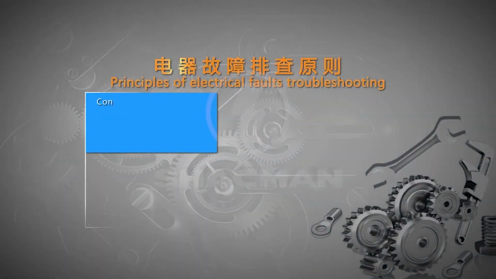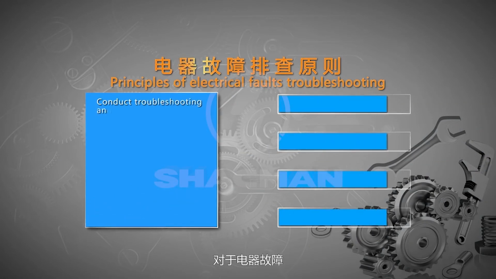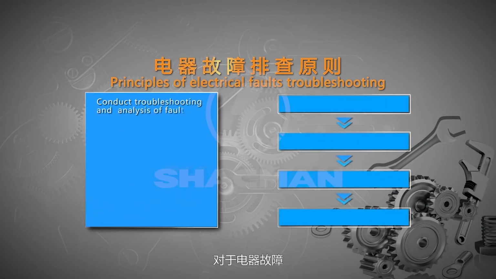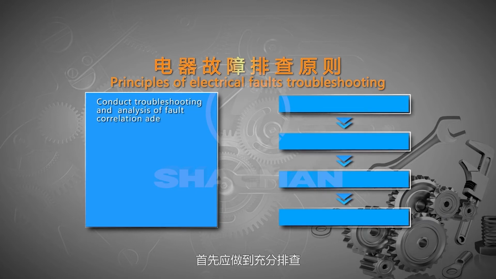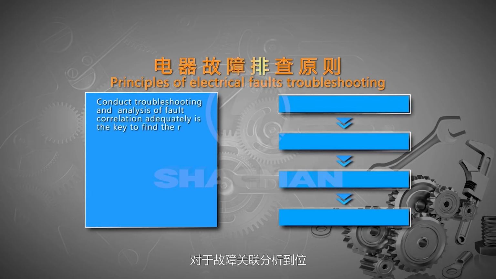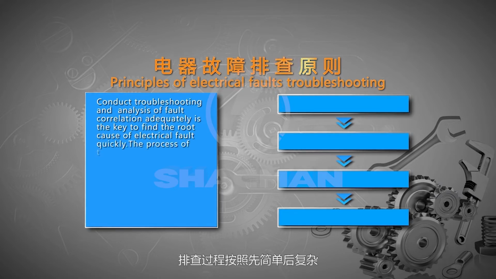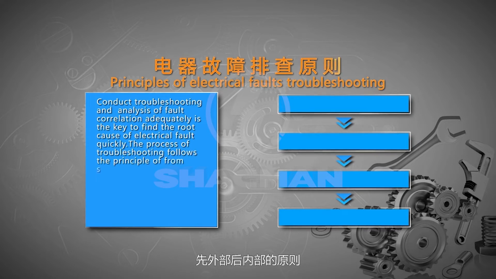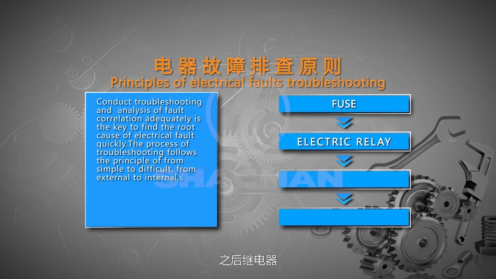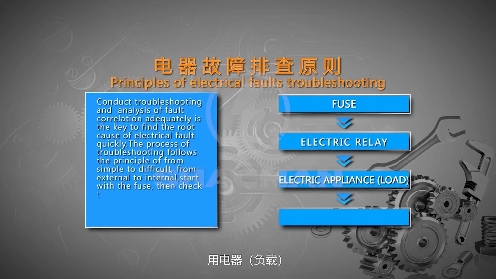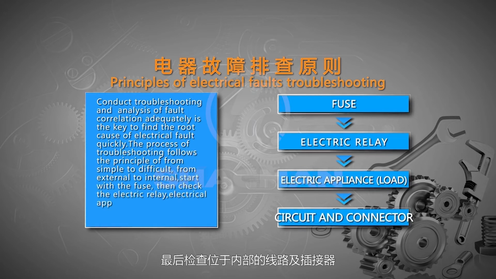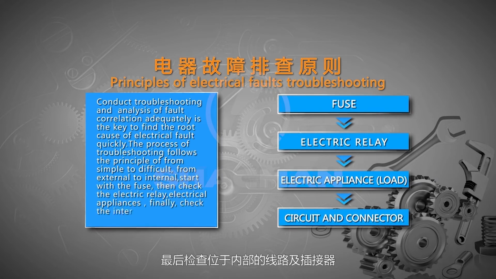Principles of electrical faults troubleshooting. Conducting troubleshooting and analysis of fault correlation adequately is the key to finding the root cause of an electrical fault quickly. The process of troubleshooting follows the principle of from simple to difficult, from external to internal. Start with the fuse, then check the electric relay and electrical appliances, and finally check the internal wiring and connectors.